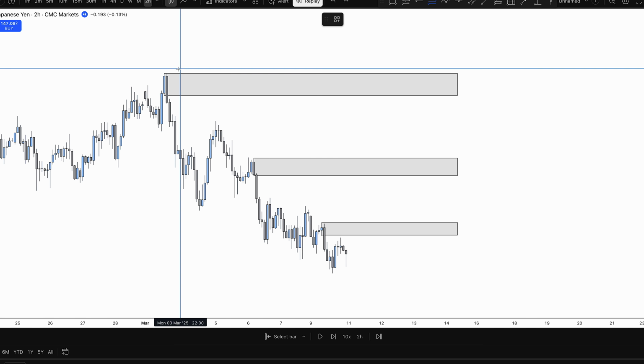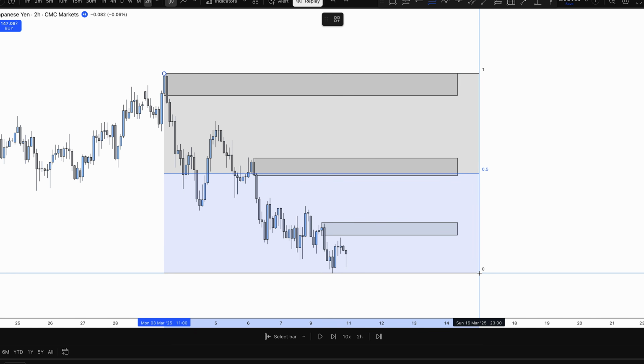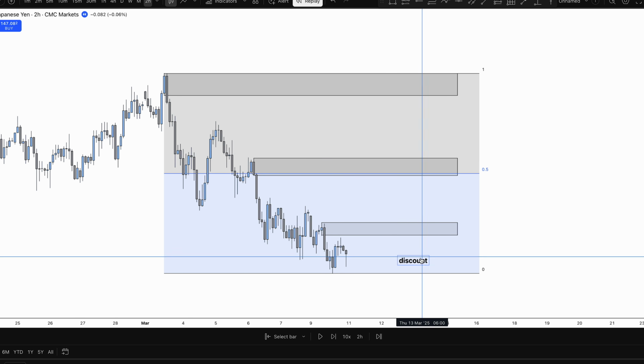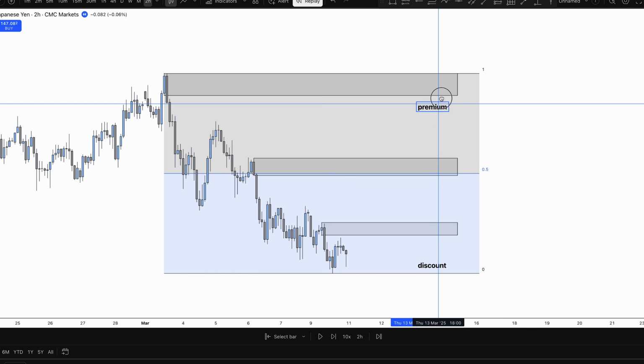So we're going to grab our Fibonacci retracement. We're going to stick it from the top, nice and precise, to the bottom. And now we've got our premium and discount ranges. Okay, discount is always the lower range, the lower price. Premium is always the higher range, the higher price. So we got discount down there. We got premium up here, all right?